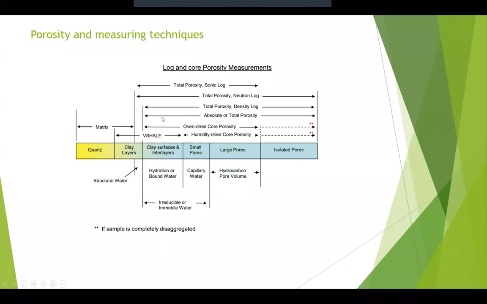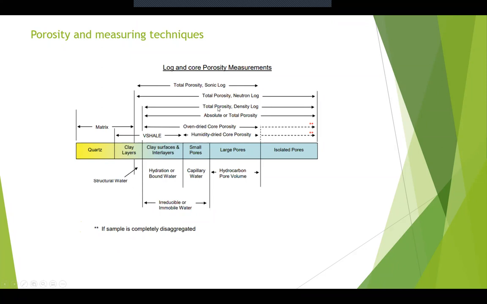And that's why I will show it in this slide. You can see this is the porosity calculated from sonic. The sonic only measures the primary porosity. The sonic cannot measure the secondary porosity, or what you call isolated porosity. So it responds only to primary porosity, up to the large pores here. This is for the sonic. If we look at the neutron, it responds to all types of porosity, including the isolated porosity, and even more here in the clay side, because the neutron also responds to the water inside the clay, which is not considered in the density log.